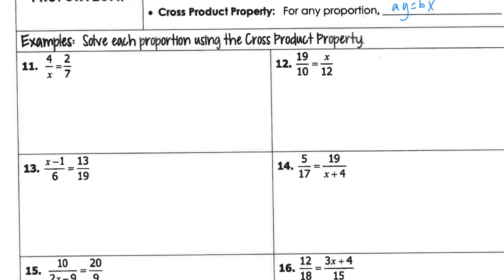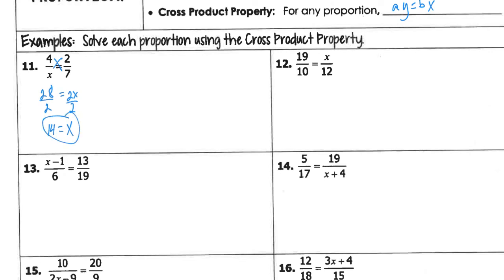So I'm going to go down here and look at number 11. It's a very simple one. So I'm going to cross multiply. So I have 4 times 7, 28 equals 2 times x is 2x. So now I've got this simple equation. I just need to solve for x. So I'm going to divide by 2 to get rid of 2. 28 divided by 2 is 14. So 14 is equal to x. Okay, so that one's really easy.